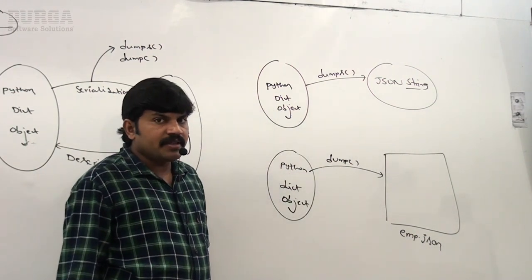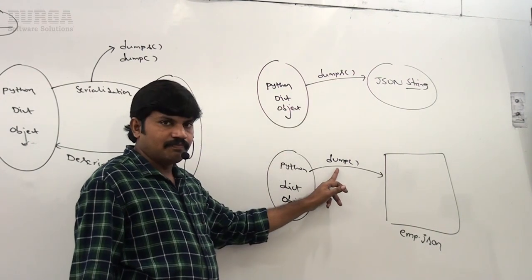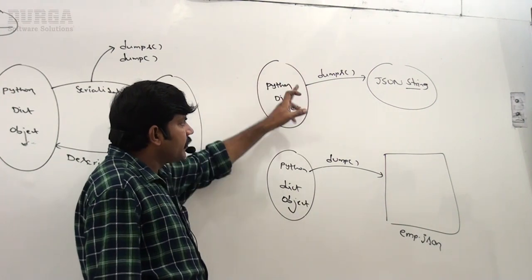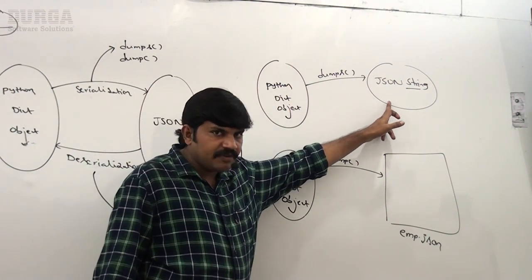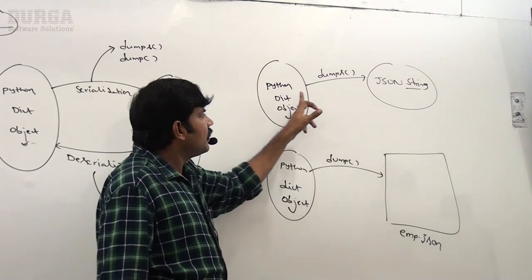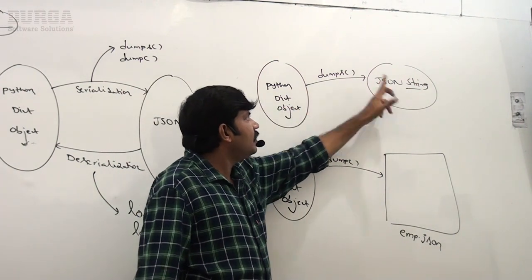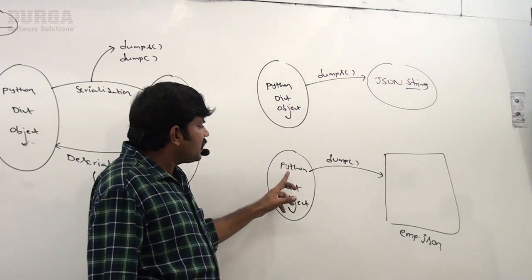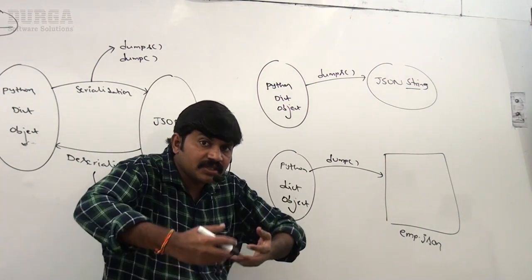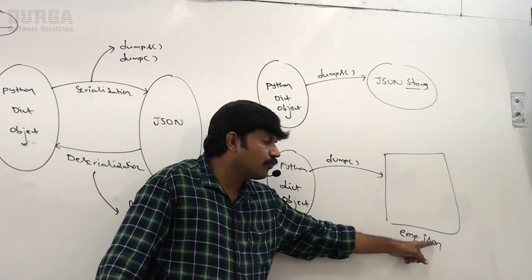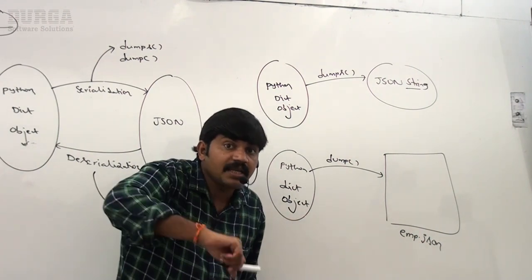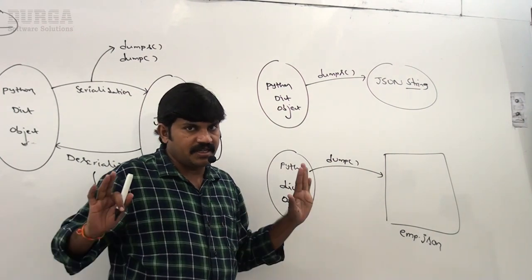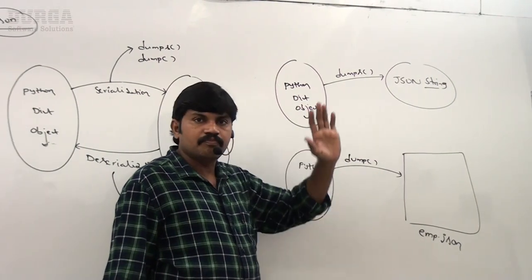Observe carefully. What is the difference between dumps and dump? dumps converts a Python dict object to a JSON string. We are not saving it to a file. So to just serialize to a string, we require the dumps function. Next, I want to take the generated JSON and save it to a file. To serialize to a file, we require the dump function. Any doubt about this? dump and dumps, clear?